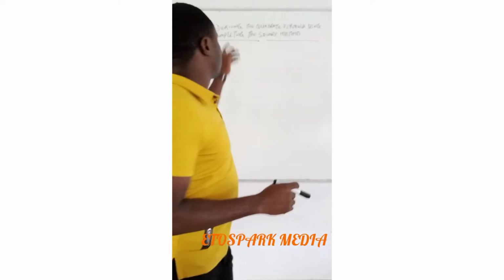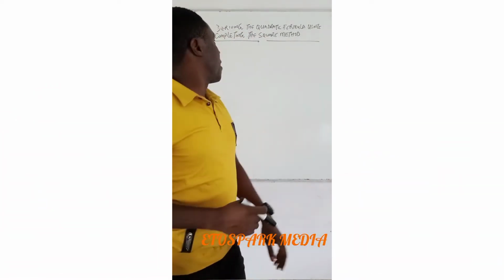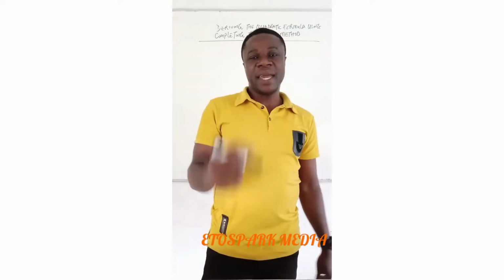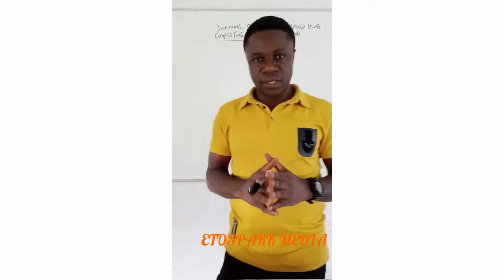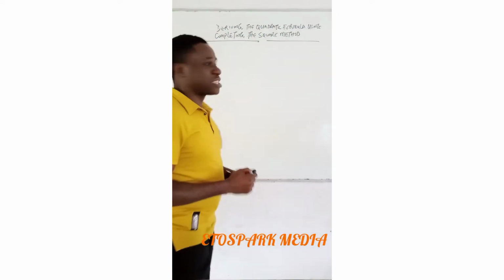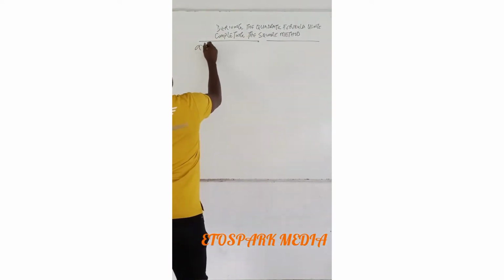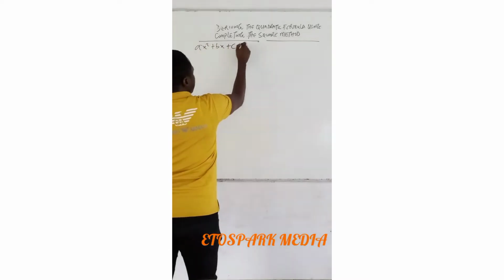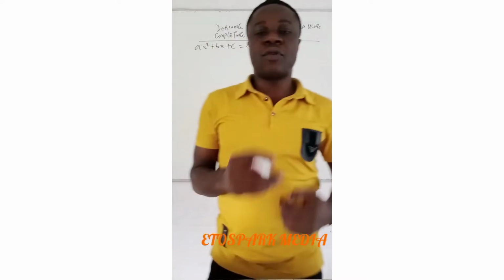This YouTube channel, and today we are going to consider how to derive the quadratic formula using the completing the square method. Now, it is pertinent to note that the general form of a quadratic equation is given as ax squared plus bx plus c equals 0. This is the general form of a quadratic equation.